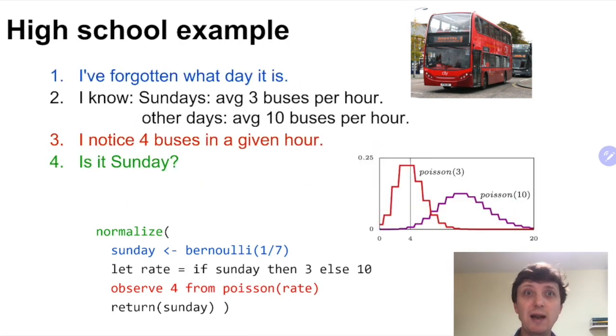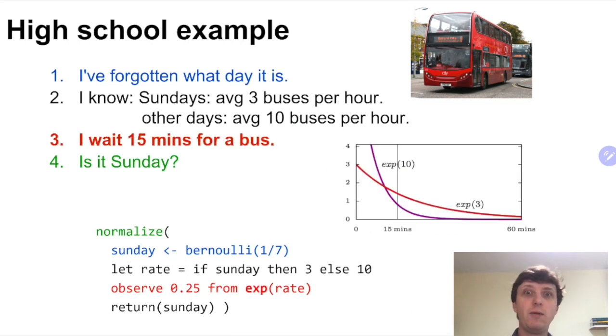Now let's make the story a little bit different. Instead of saying that I looked out the window for an hour and counted how many buses I saw, let's say I waited 15 minutes for a bus. I went to the bus stop and I waited 15 minutes. Is it a Sunday? Well, the gap between points in a Poisson process is exponentially distributed. So here I've plotted the exponential distribution with rate 10 and with rate 3. So again, we can look at what's the likelihood of that happening.